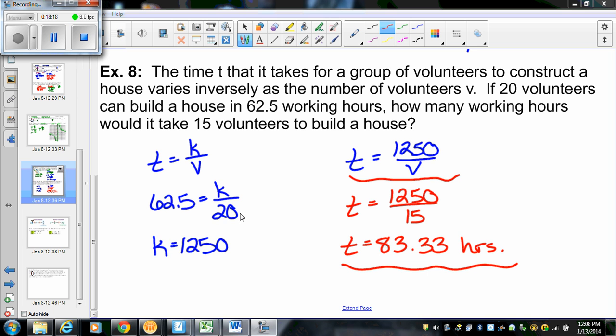So then they gave you the situation that with 20 volunteers, it takes 62.5 working hours, which gives you a constant of variation of 1,250. So then your general formula is t equals 1,250 divided by v. And then they asked you what would the time be for 15 volunteers. So you just take 1,250 divided by 15, and logically the number of volunteers went down, so the amount of time it takes increases from 62.5 to 83.33 hours.